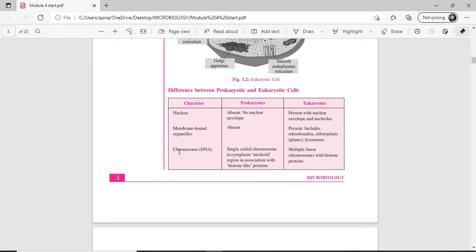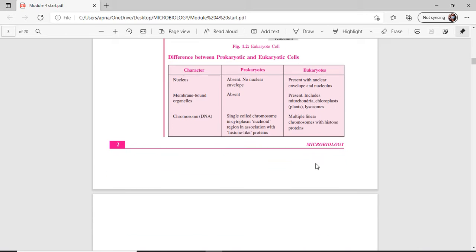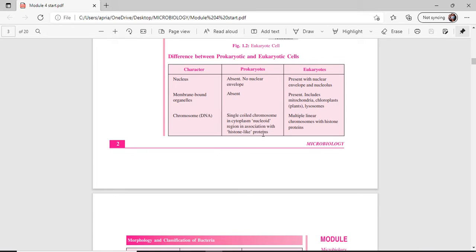Then you have your chromosome, or the DNA. In prokaryotes, it is a single coiled chromosome in the cytoplasm, or your nucleoid region, and associated with histone-like proteins. Then, in eukaryotes, it's multiple linear chromosomes with histone proteins. So, only histone-like proteins in prokaryotes. Then, in eukaryotes, you have histone proteins.